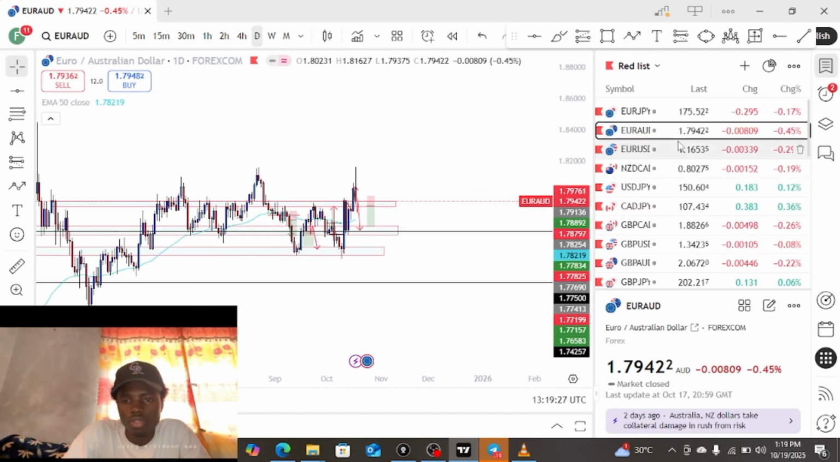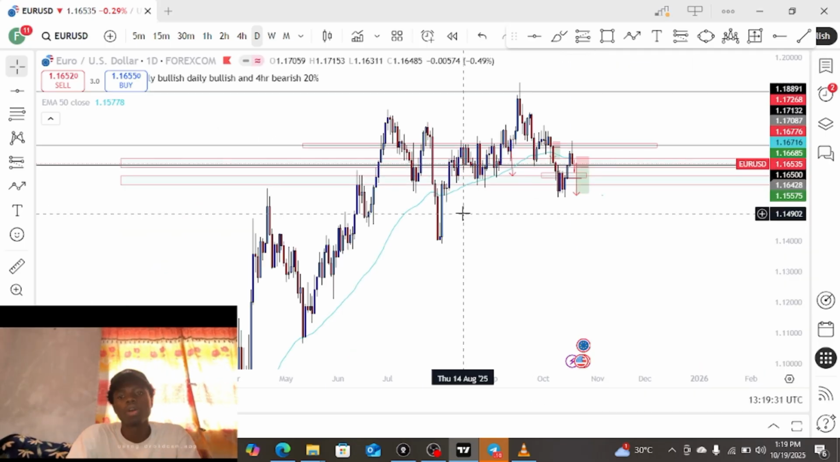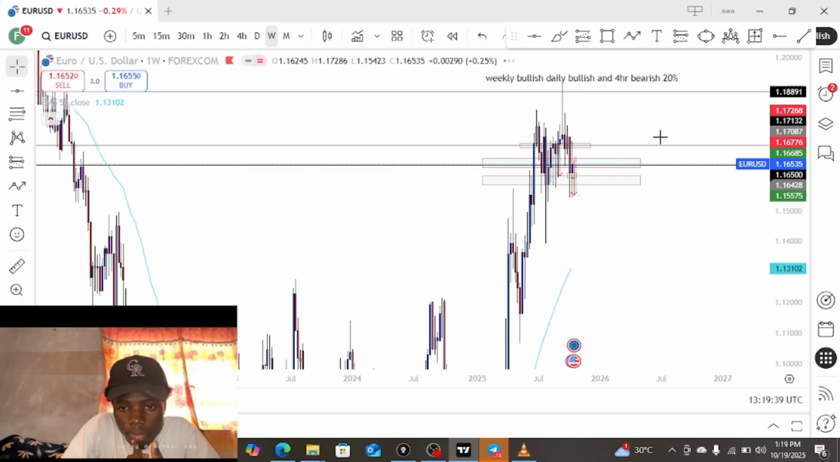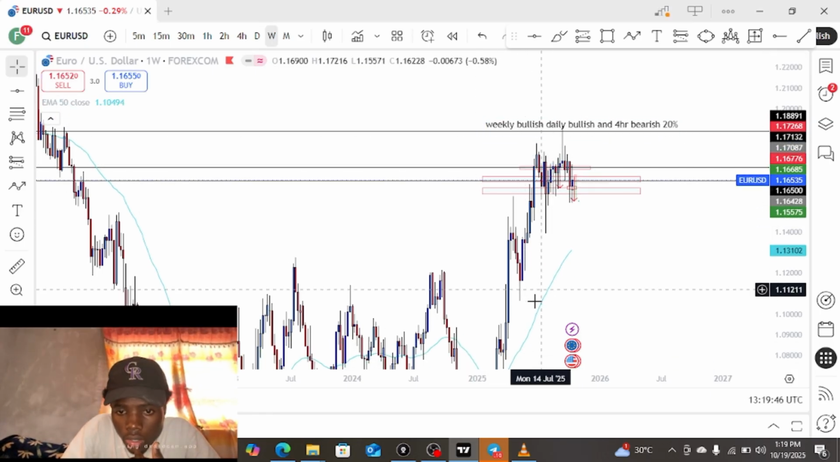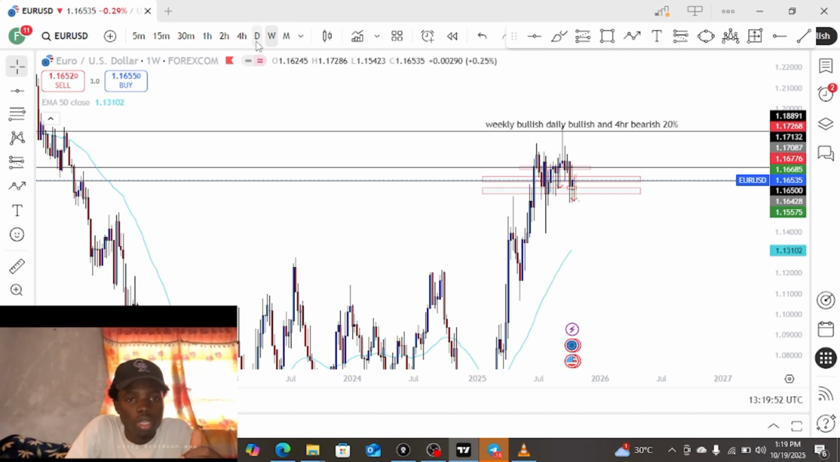So let's go to the next, Euro USD. Euro USD, one of my best trades. I'm looking forward to taking this trade this week. The weekly is what? Okay. The weekly is higher high, higher low. The weekly is bullish, no doubt. It's bullish, okay. The weekly is bullish with no doubt.